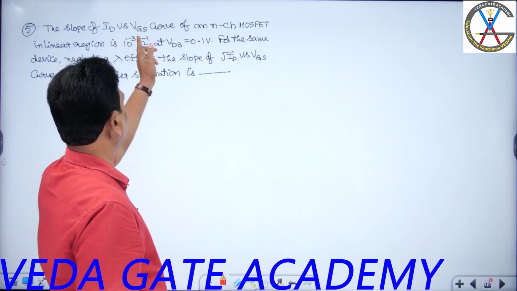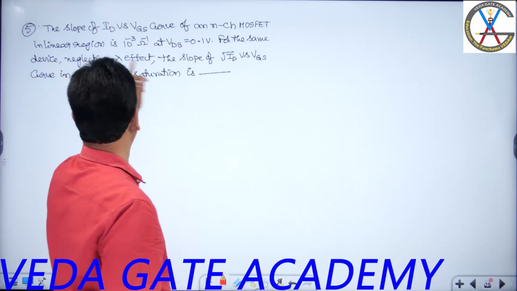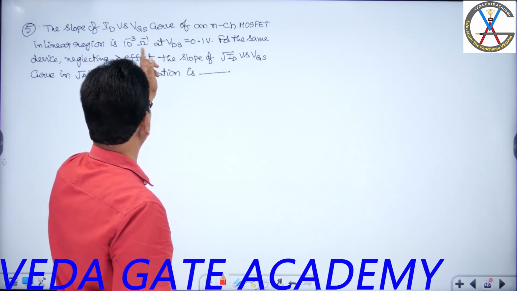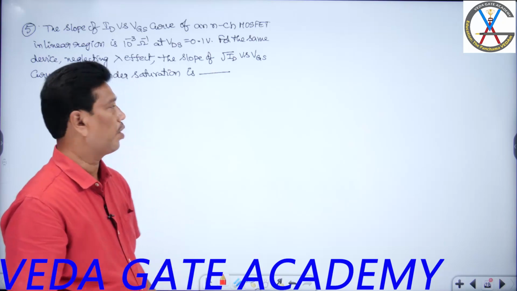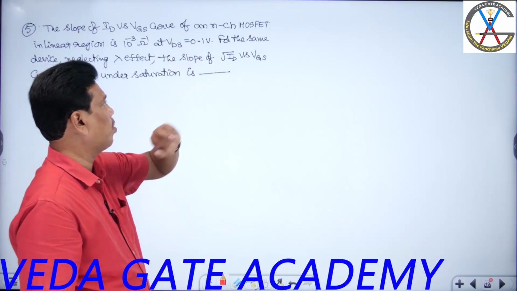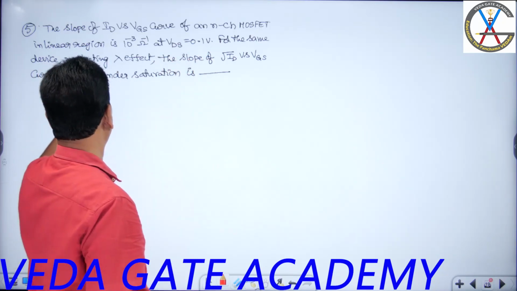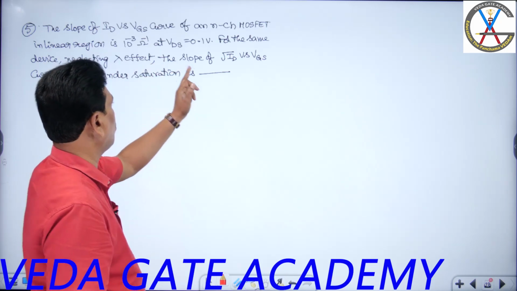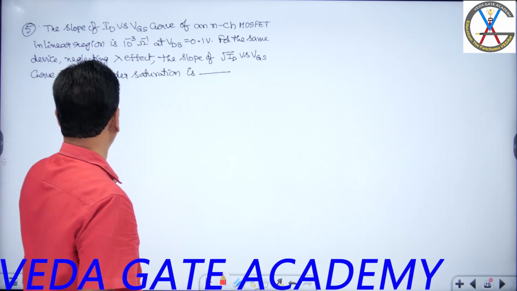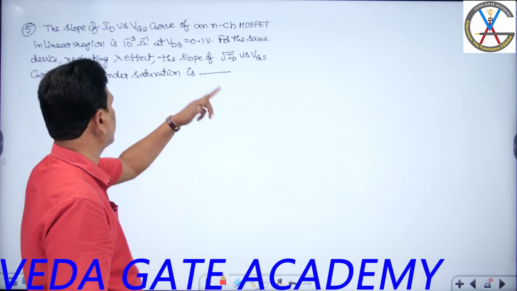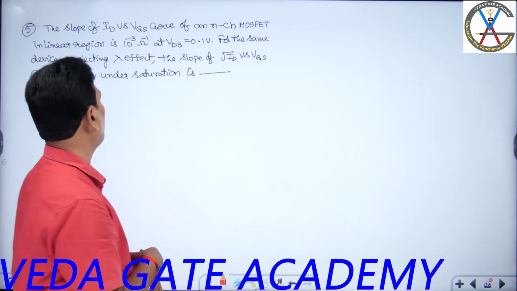The slope of ID versus VGS curve of an N-channel MOSFET in linear region is 10 power minus 3 ohm inverse at VDS equal to 0.1 volt. For the same device, neglecting lambda effect, what is the slope of square root of ID versus VGS curve in root ampere per volt under saturation? Sir, what are you asking, sir?